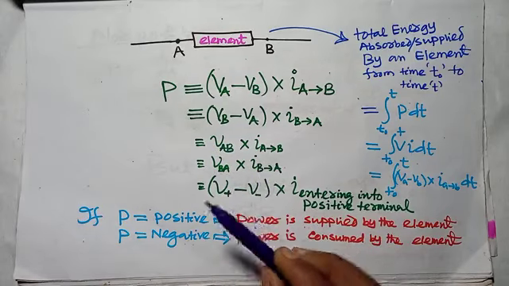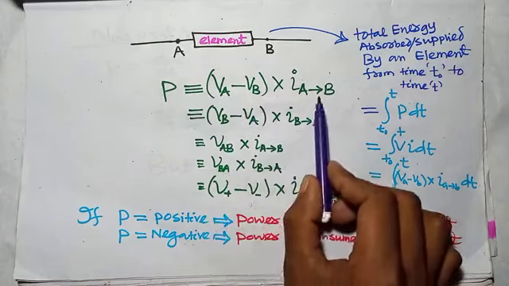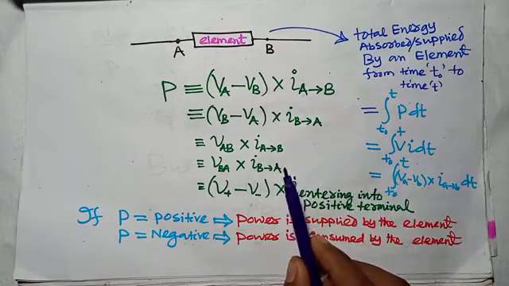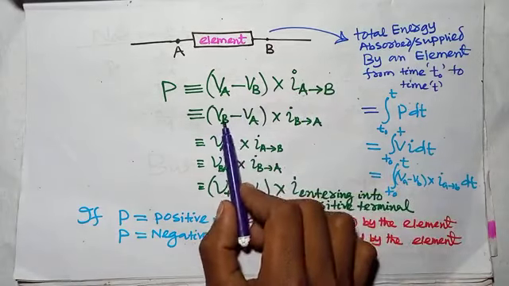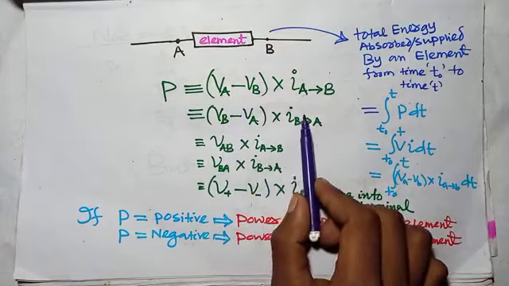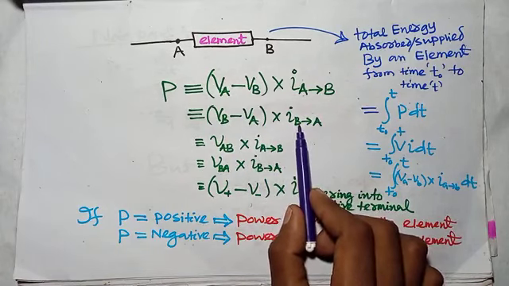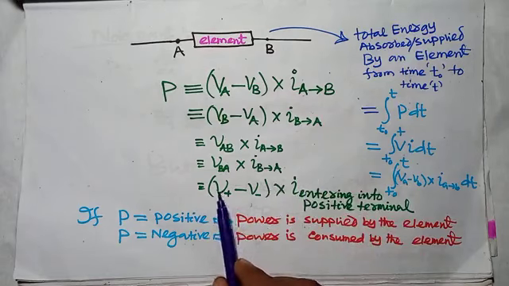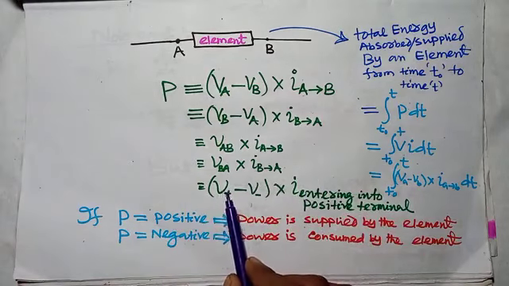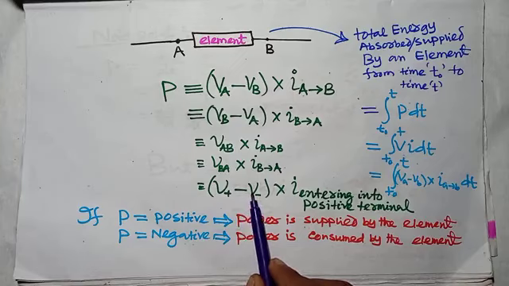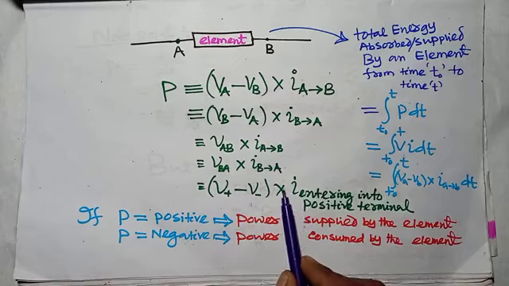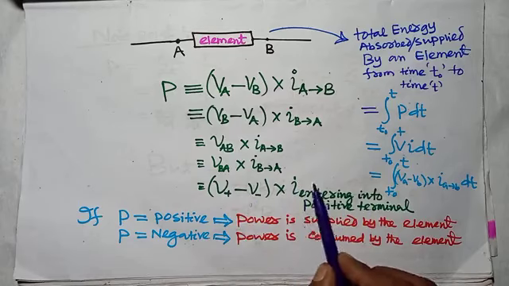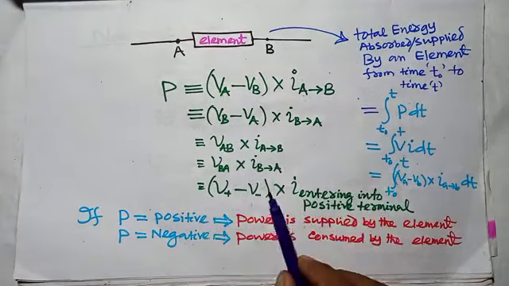It is very important that whenever you write VA minus VB, you consider the current flowing from terminal A to terminal B. Similarly, whenever you write VB minus VA, you multiply by the current flowing from terminal B to A. We can also write this power as the potential of the positive terminal minus the potential of the negative terminal, multiplied by the current entering the positive terminal. These are all the formulas for the calculation of power.